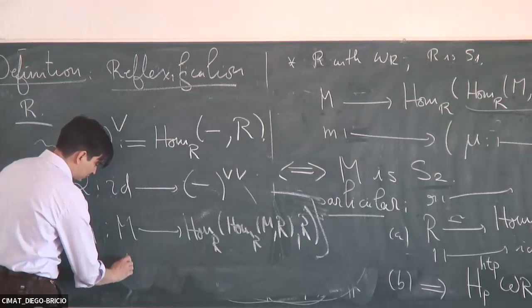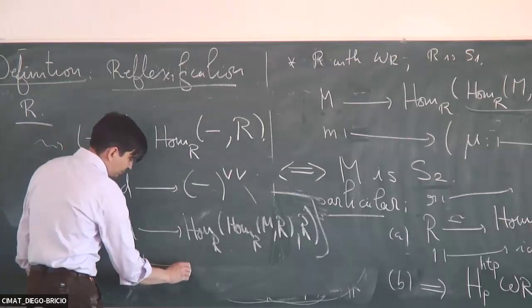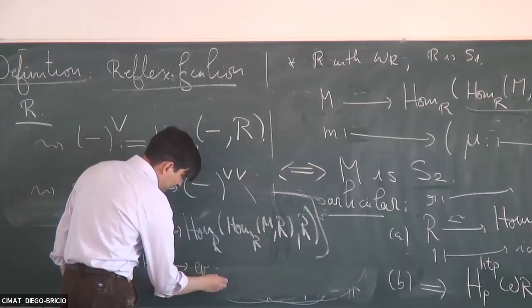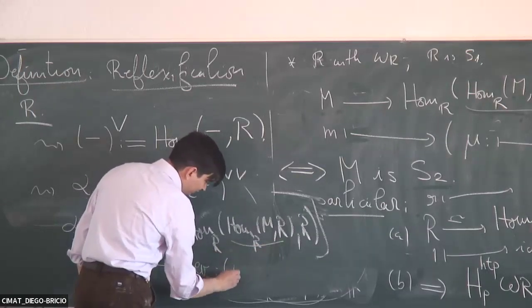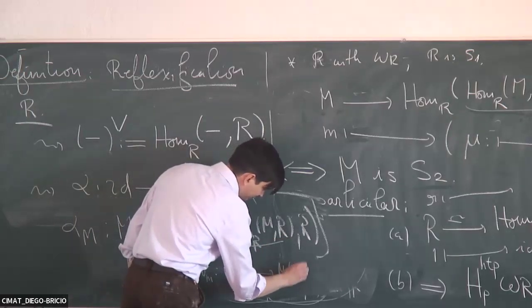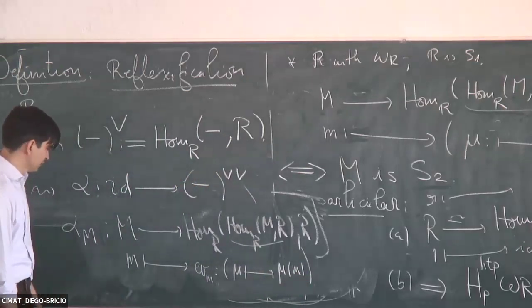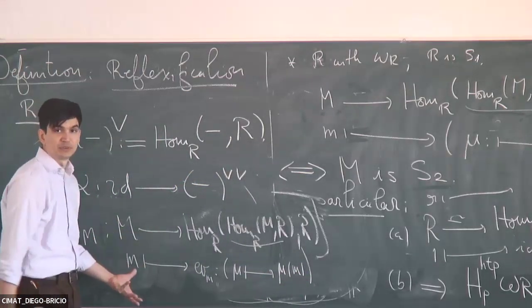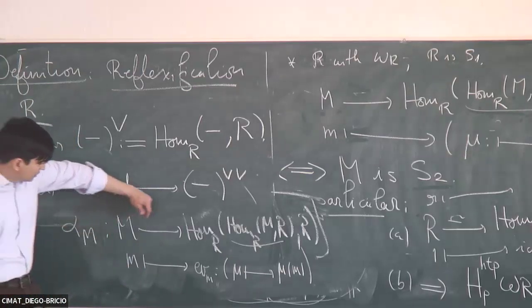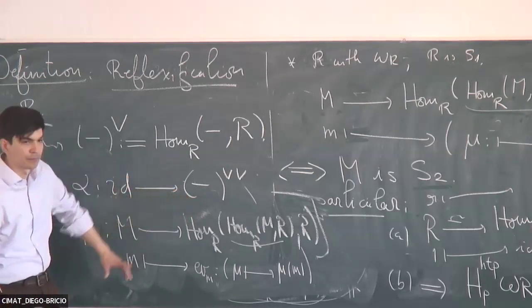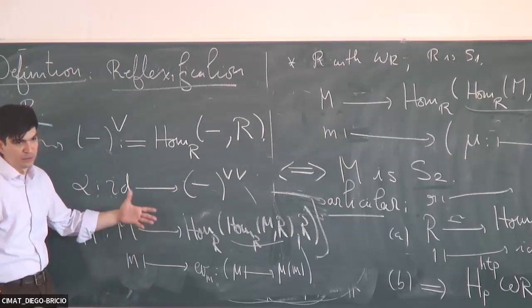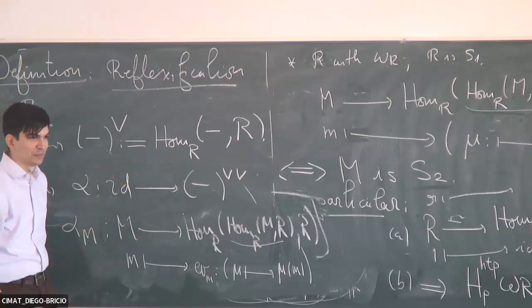We already wrote it down, right? Like so, you take m and you send it to evaluation at m, which is the map that takes a mu and simply evaluates it at m. So this is alpha M, and this is a natural transformation. Meaning that this morphism here is natural in M. Okay? And you would love for this to be an isomorphism.